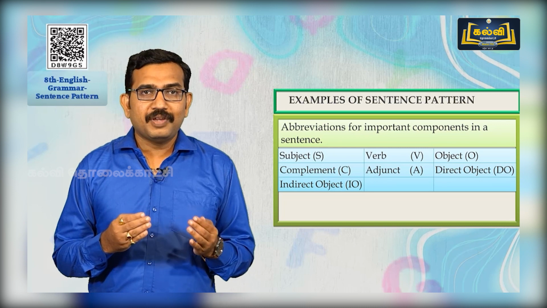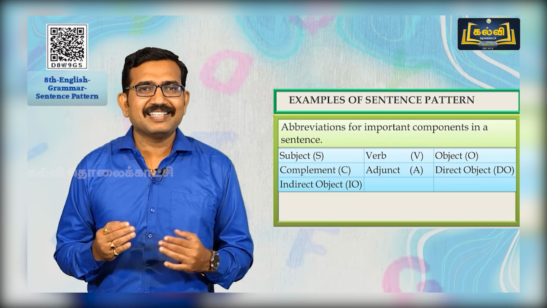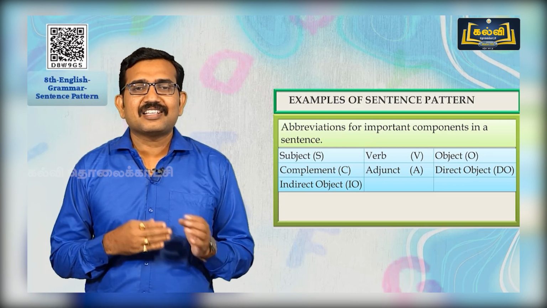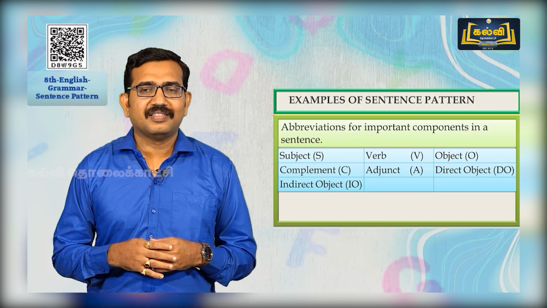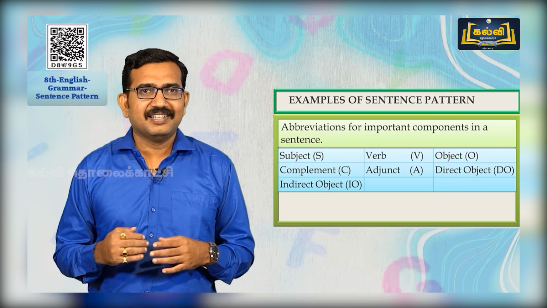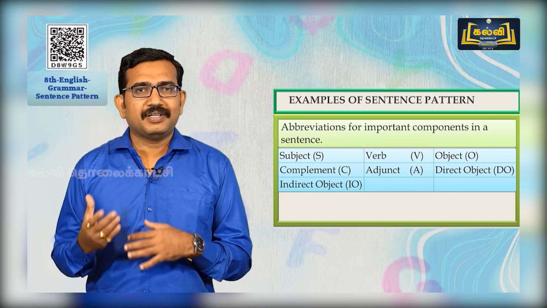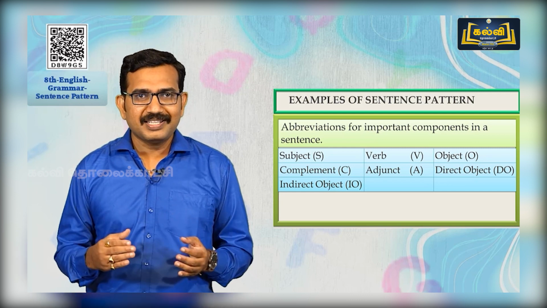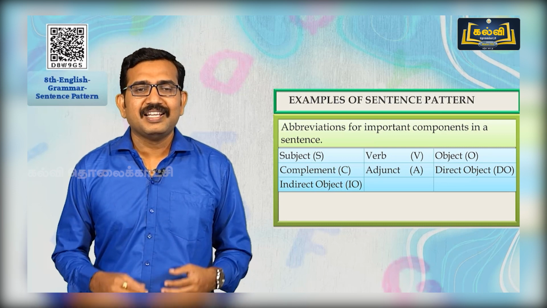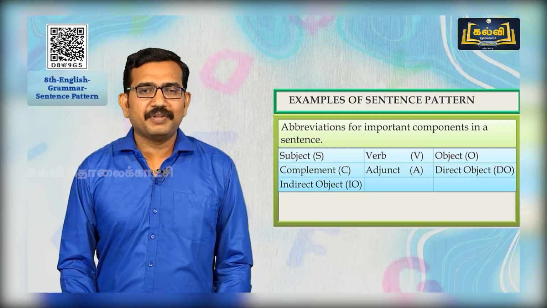Let us check some abbreviations for the sentence patterns. Abbreviations are important components in a sentence. First one is subject, S; next one is verb, V; third one is object, O; complement, C; adjunct, A. Object is further classified into two: number one is direct object, DO, and the next one is indirect object, IO. These are the abbreviations used in sentence patterns.